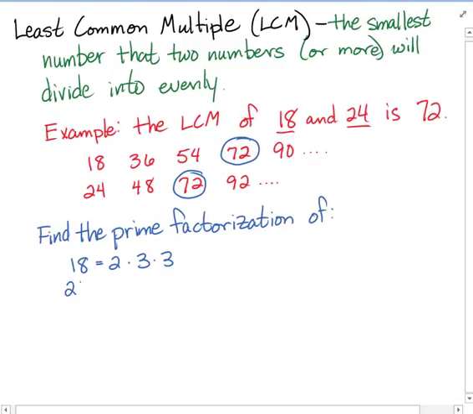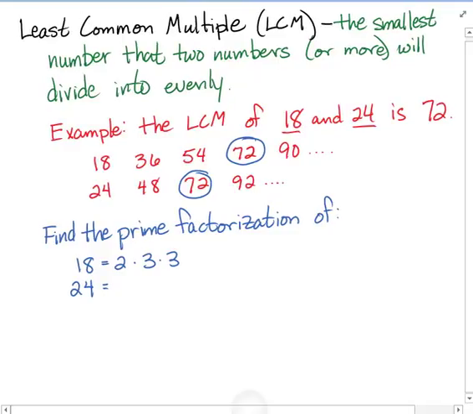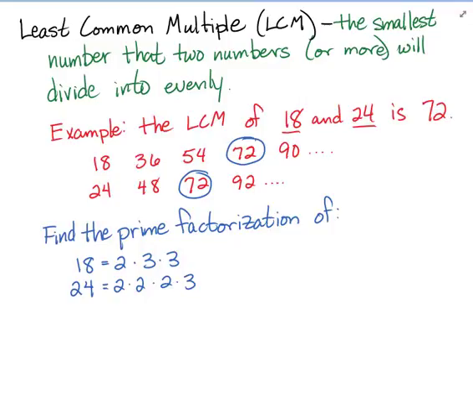Now do the same for 24. It's going to factor into, you could do it a number of ways, but let's say 4 times 6. Well, here's 4, right? 2 times 2. And then 6 is 2 times 3. And so those are the prime factorizations of 24. Okay, so once again, what we're doing here is we're finding the LCM by using prime factorizations. The first step in that process is to find the prime factorization of your numbers. So that's what we did with 18 and 24.